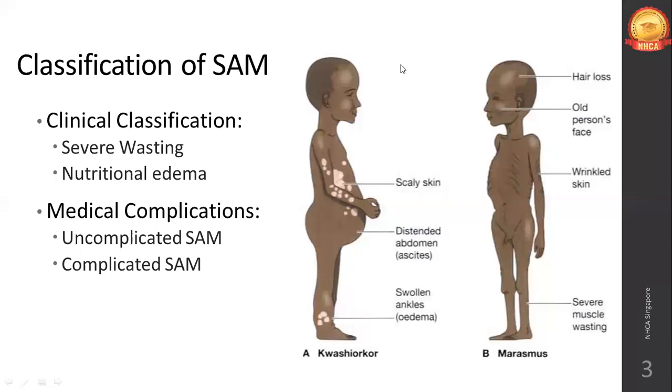In uncomplicated cases, the child does not have severe life-threatening conditions yet, so they don't require hospitalized care. Uncomplicated severe acute malnutrition can be treated as an outpatient, OPD treatment.